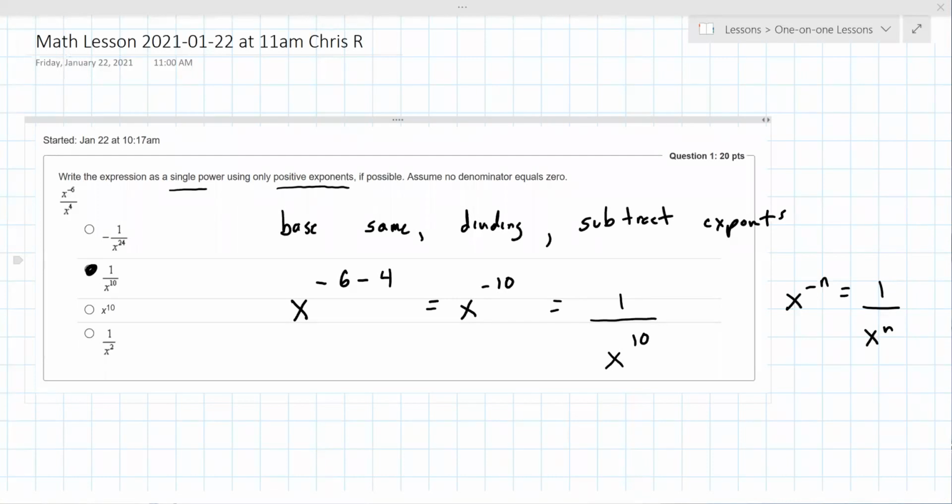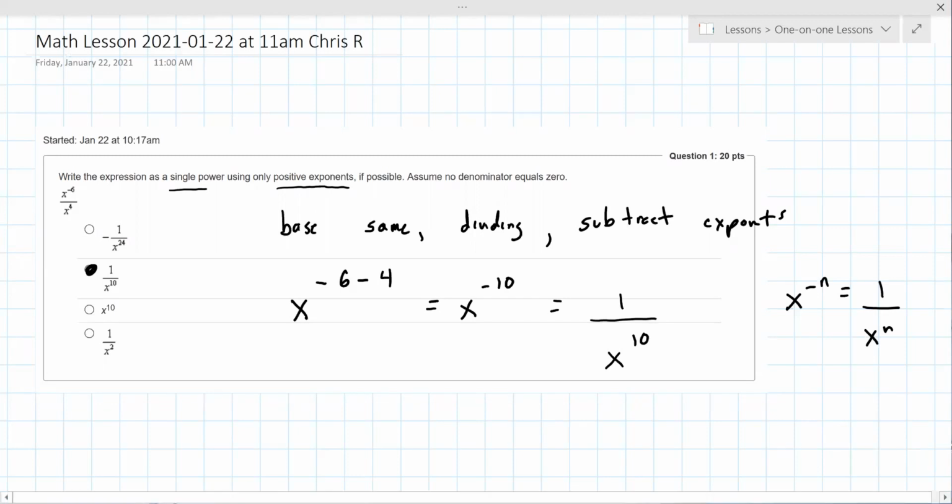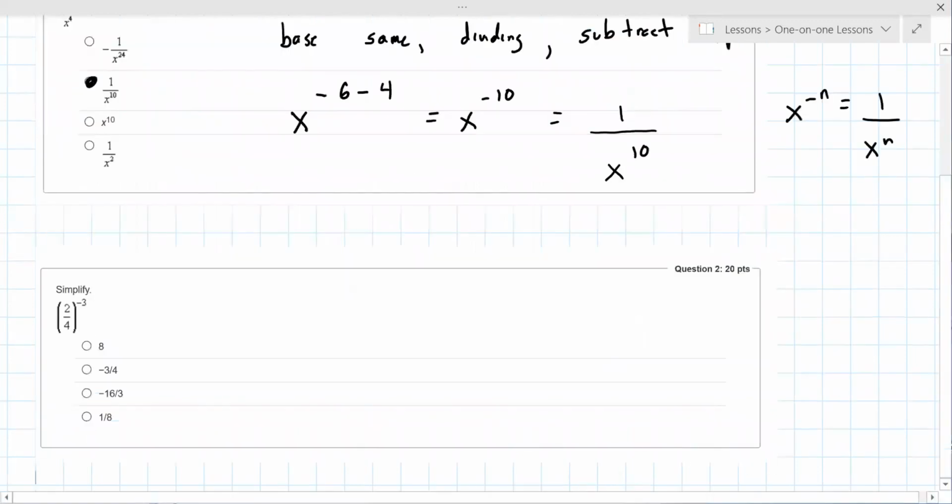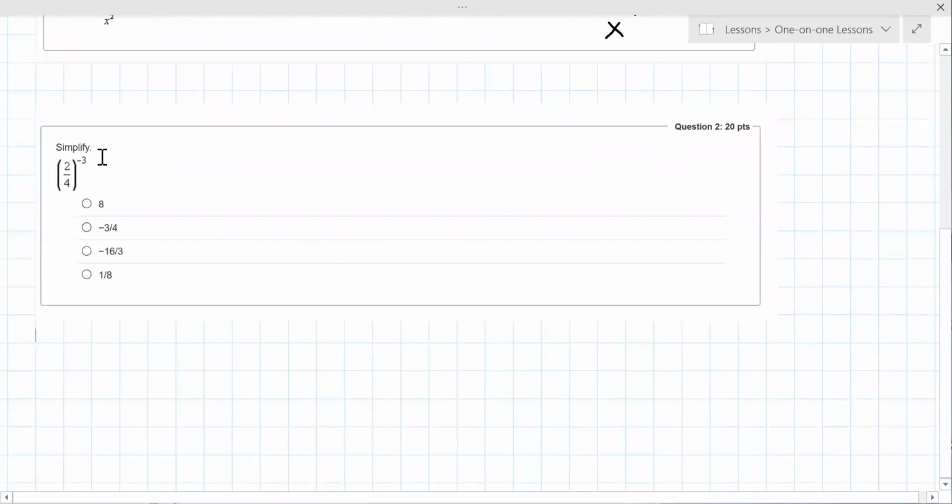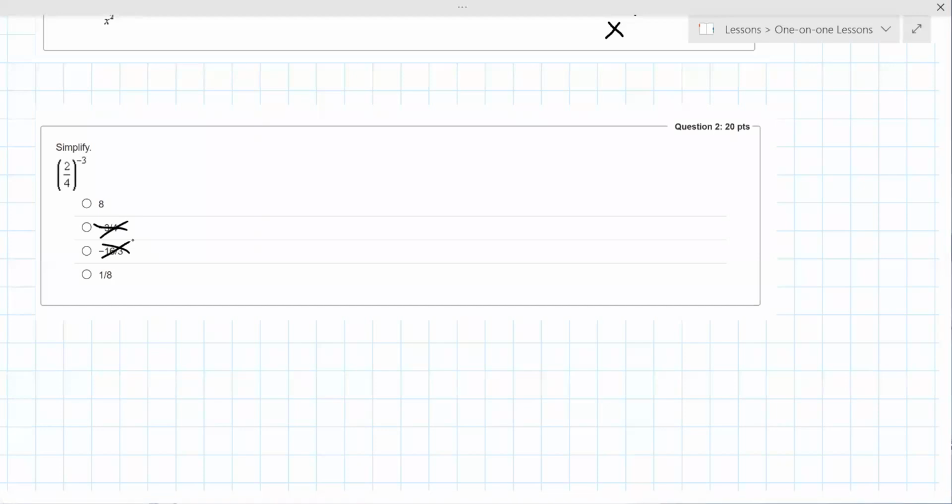So question number 2 here, I'm going to snip in. I'll just point out that when you have negative exponents, it never changes the sign alone. Just because it's negative has nothing to do with the answer being negative. These negative answers are ridiculous. It's not a multiplier, it's a power.